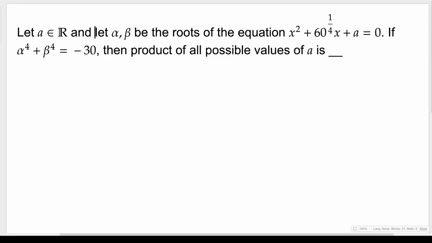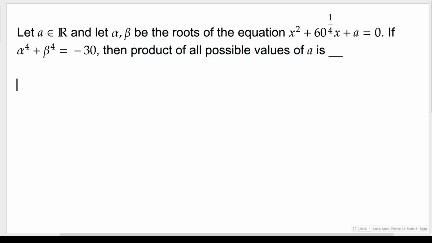Given this problem statement, here a is a variable belonging to the set of real numbers, and let alpha and beta be the roots of the equation x square plus 60 to the power 1 by 4, that is the fourth root of 60, times x plus a is equal to 0. If alpha to the power 4 plus beta to the power 4 is equal to negative 30, then we need to compute the product of all possible values of a. So that is what the requirement is.